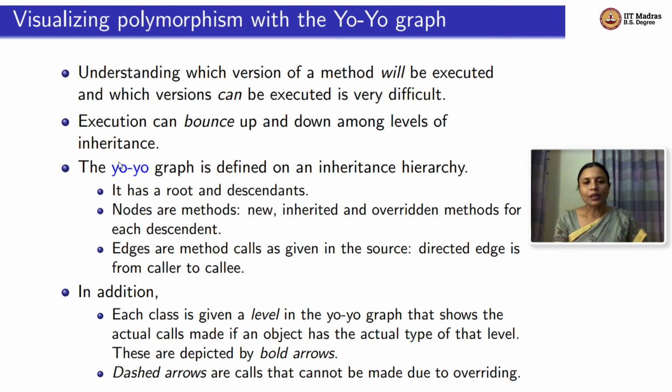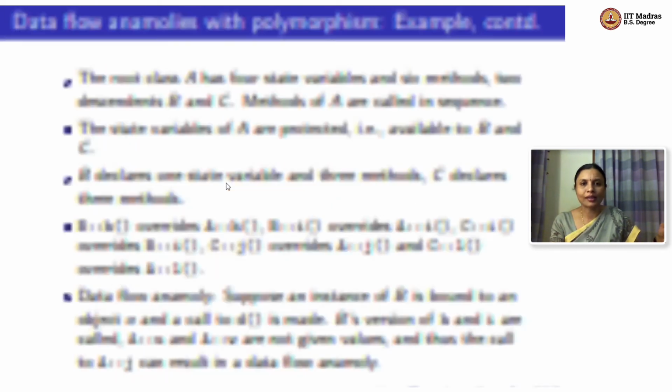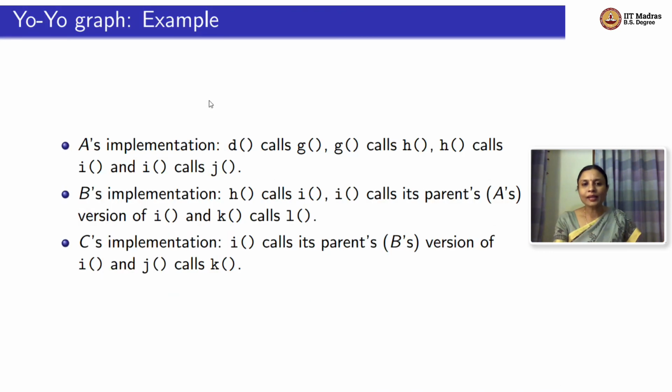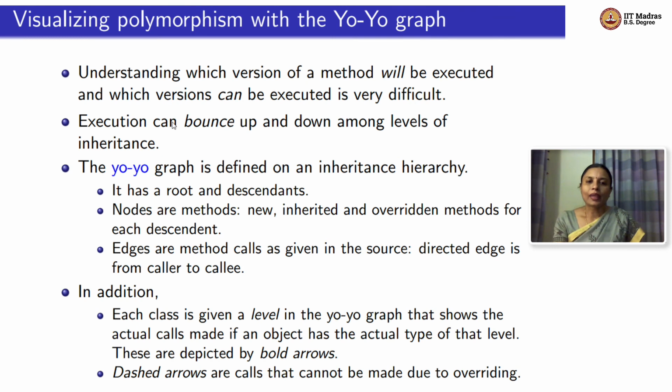So look at the third bullet here. A yo-yo graph is defined on an inheritance hierarchy. It has a root, it has descendants. Root is the first method that runs. That is this method D. And then it has descendants. Methods, the nodes of the yo-yo graph, are basically methods. They can be new, inherited, and overridden methods for each descendant class, as we saw. Edges are basically method calls or call interfaces, as given in the source code. There is a directed edge from a caller to callee. That part is fairly clear.